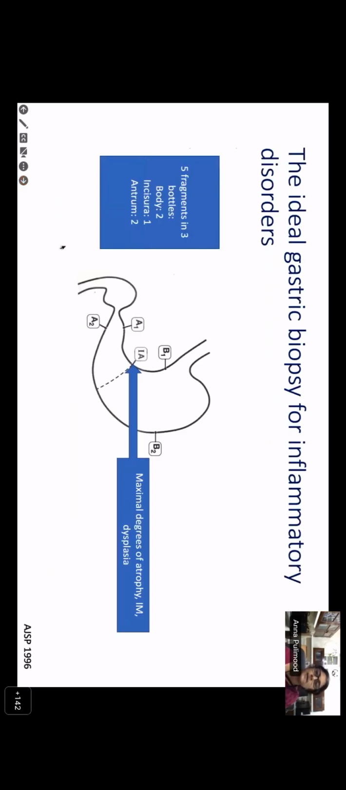So for the ideal gastric biopsy for inflammatory disorders, you take 2 biopsies from the body, 2 from the antrum and 1 from the incisura. You put the body biopsies in one bottle, antral biopsies in one bottle, and the incisural biopsy in one bottle. The reason why you take the incisura is because many changes start first in the incisura. So even if the antrum and body look normal, the incisura will look abnormal. So atrophy, intestinal metaplasia, dysplasia, all start in the incisura.